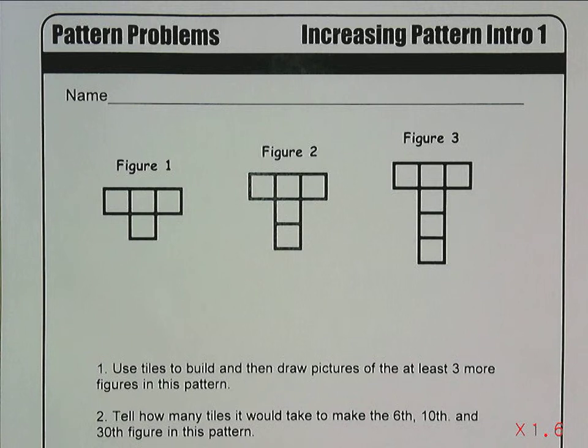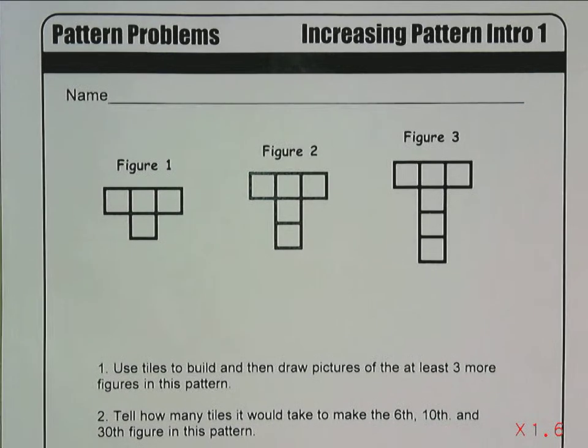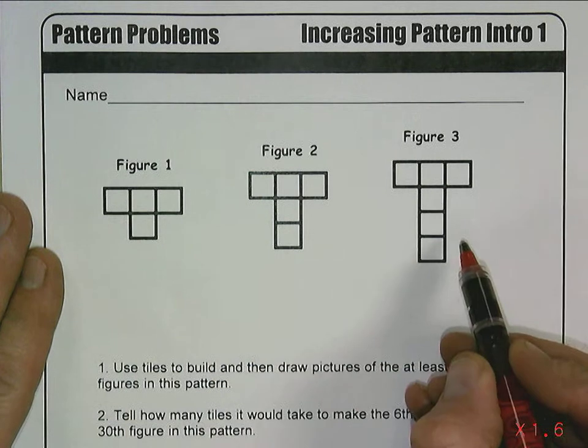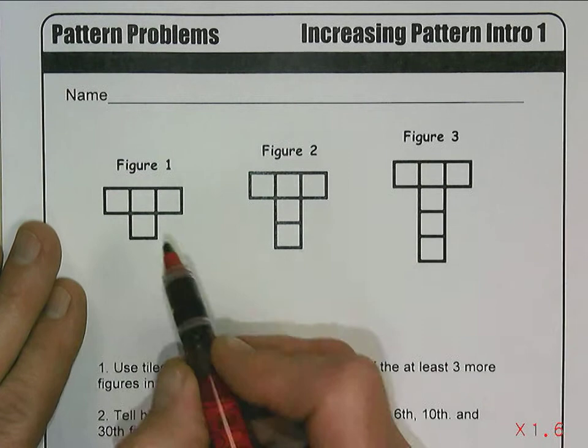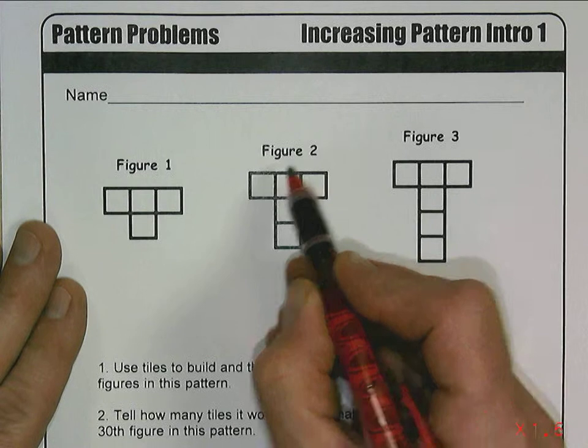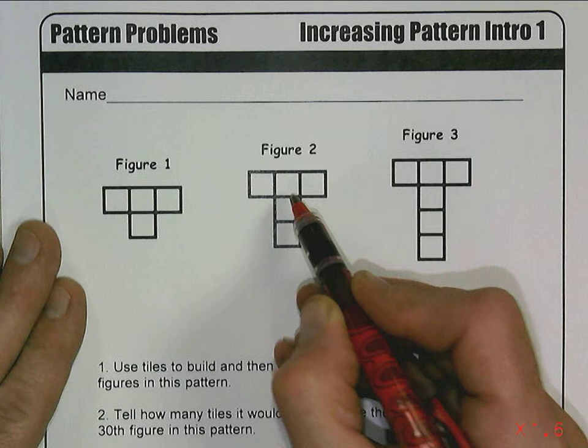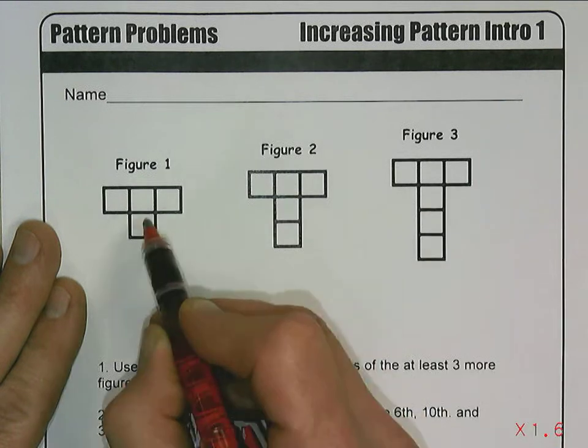So welcome to Increasing Pattern Introduction problem number 1. It's a problem that just extends what was done in the first lesson, trying to understand patterns and how to represent them in the 5 ways. So in this problem, you're given the first 3 figures in the pattern as before. As you look at each pattern, what you're really looking for is how is it changing? How does it change from figure 1 to figure 2 to figure 3? How does the pattern grow?